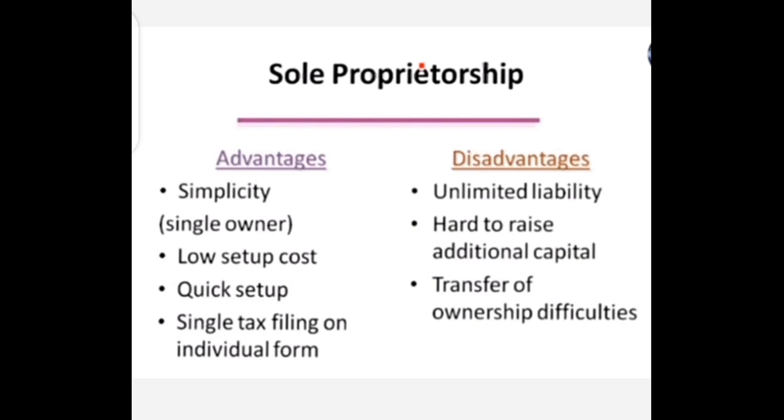It will be unlimited liability and hard to raise additional capital. If there is one owner, he will only produce from his capacity, as there exists a scarcity of resources. Then there will be transfer of ownership difficulties.